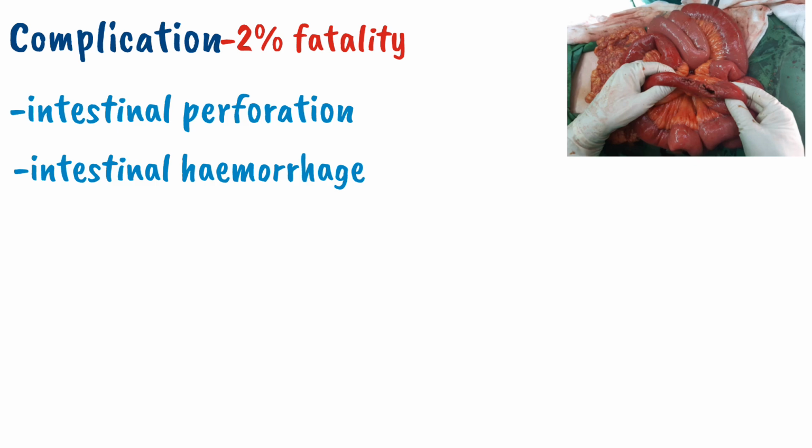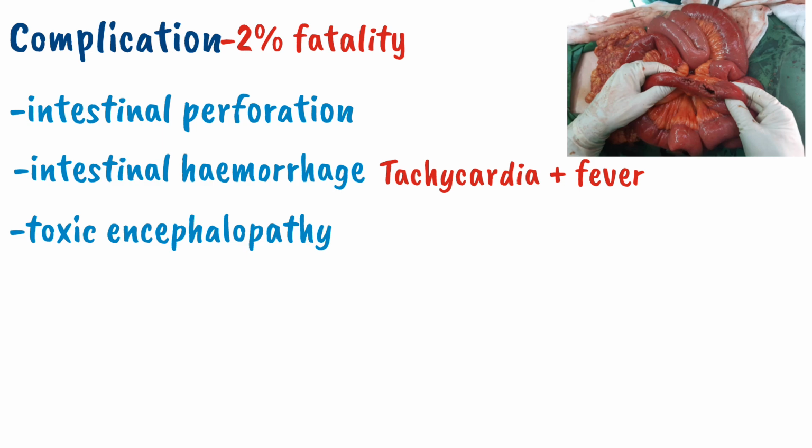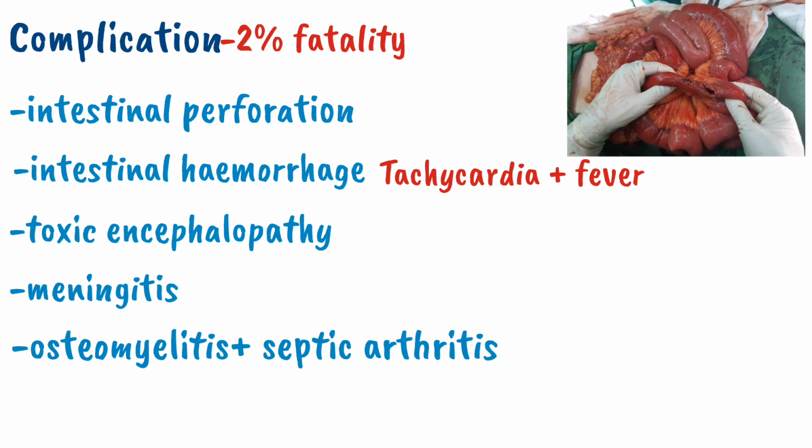Remember that the classical sign of typhoid fever is fever with relative bradycardia. So whenever a patient develops tachycardia, we can suspect an intestinal hemorrhage. The third one is toxic encephalopathy. The fourth one is meningitis, and other than this, it can also cause osteomyelitis and septic arthritis, meaning that it can cause a wide variety of complications.